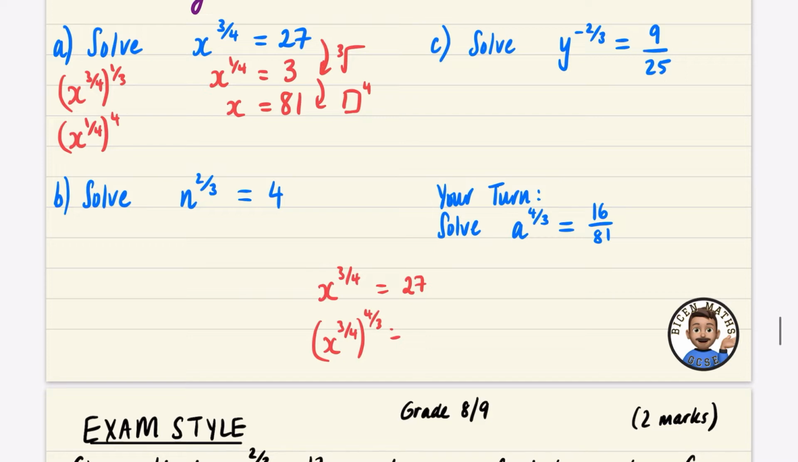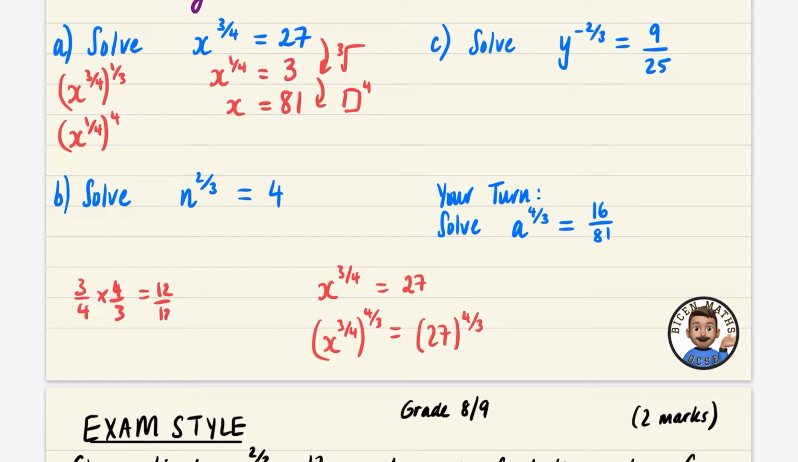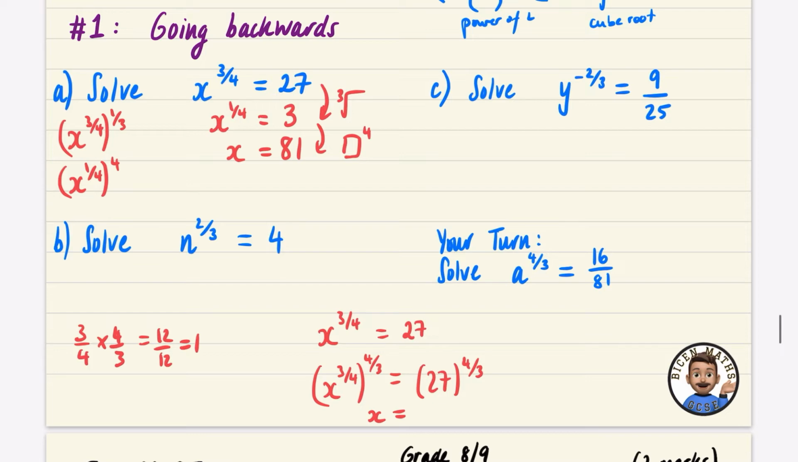If I do both sides of the equation to the power of 4 over 3, like I have done, you see I've got both things to the power of 4 over 3, you would be left with the left-hand side 3/4 times 4/3. The 3's cancel and the 4's cancel and you just get 1. Or you could think about it as 12 over 12, and 12 over 12 is also 1. So we would just get that x is equal to 27 to the power of 4 over 3, that's the cube root, and to the power of 4, and we get 81.